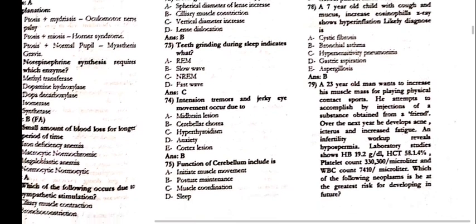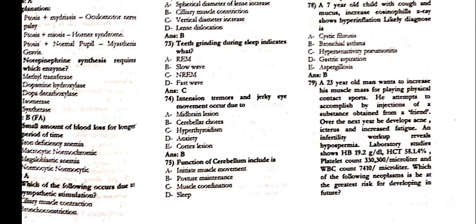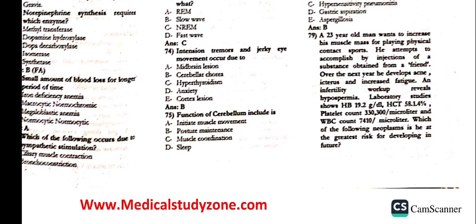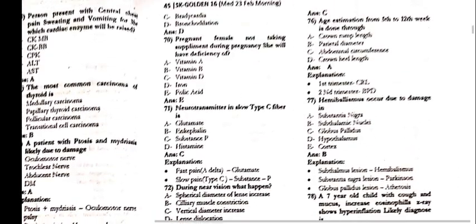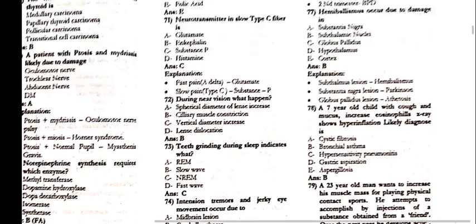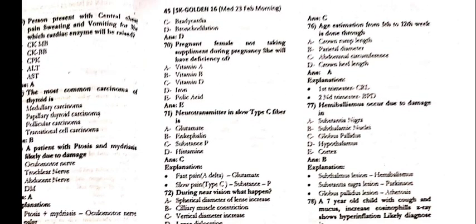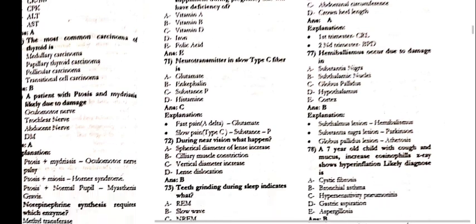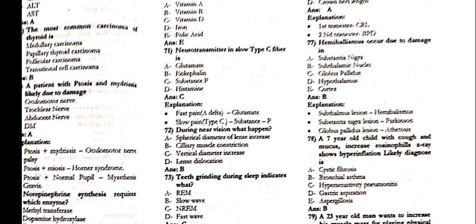73, the teeth grinding during the sleep indicates what? That is the non-REM sleep. 74, intention tremors and jerky eye movements occur due to the cerebellar lesions. Next, 75, the function of the cerebellum includes muscle coordination. Next, 76, the age estimation from 5th to 12th week is done through the crown rump length. 77, the hemiballismus occurs due to the damage in the subthalamic nucleus.